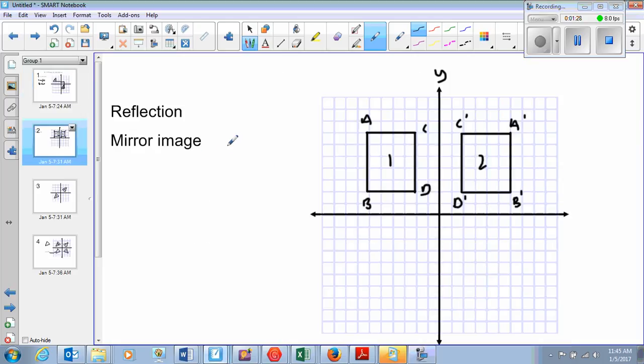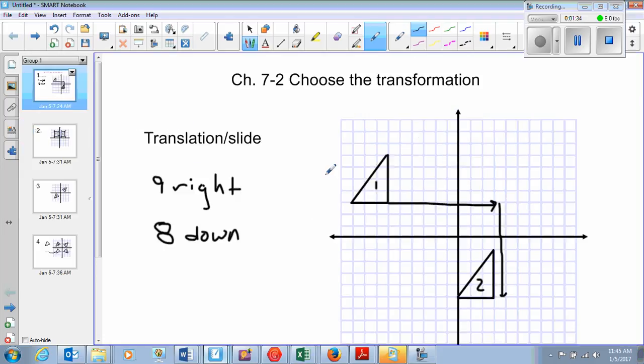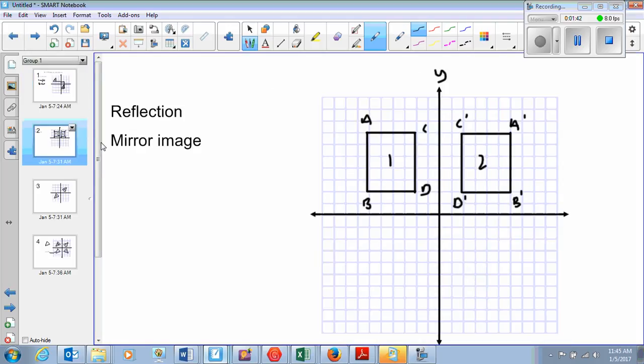If we look at another situation where we have maybe a reflection or a mirror image, how would we answer this question? The question says, what happened here? We'd say we moved this shape 9 units right and 8 units down. So here they show us a picture. It went from this original shape to shape number 2, and this looks like it could actually be where you just moved it to the right.